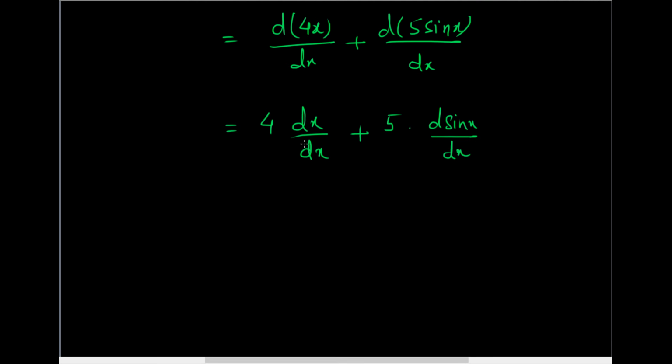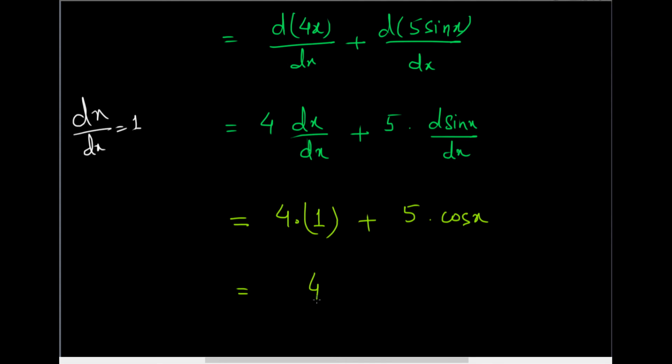Now this dx over dx, we already saw in the previous video that the derivative of x with respect to x is equal to 1. So we can just simply replace that. So this will be equal to 4 times 1 plus 5 times, we just now saw that the derivative of sin x with respect to x is cos x. So after multiplying it, 4 times 1 is 4, plus 5 times cos x.